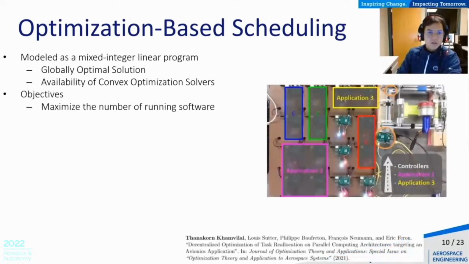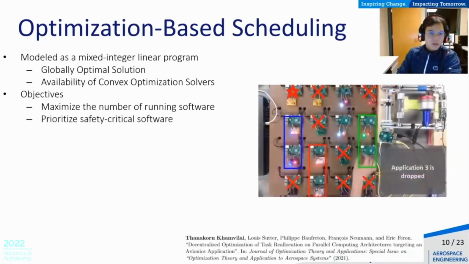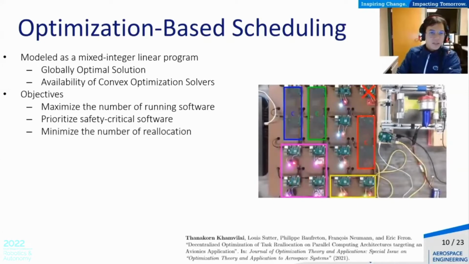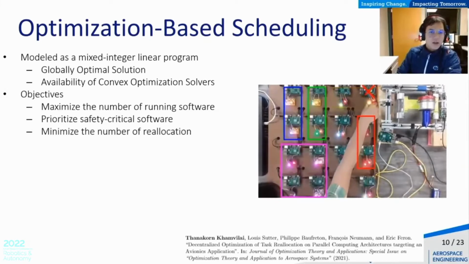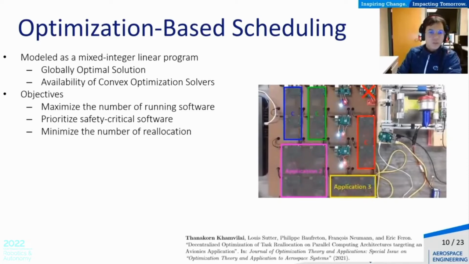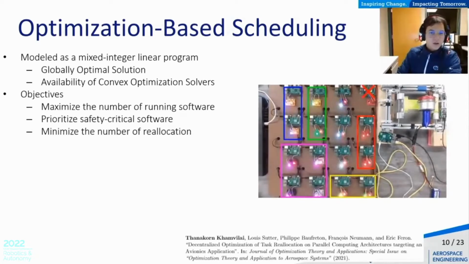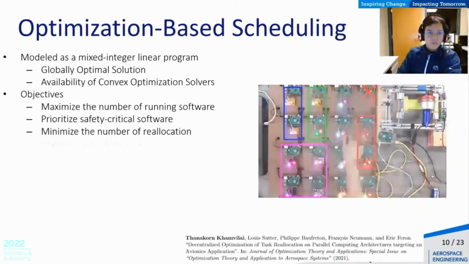Several objectives are included in the optimization problem formulation. The first one, which is obvious, is to maximize the number of running software applications. However, in the case of failures, where there are not enough resources to execute all software, the algorithm should prioritize the safety critical ones. To minimize the transient effect of relocating applications, only applications that are affected by the faulty hardware should be relocated. The execution of other software should remain the same.